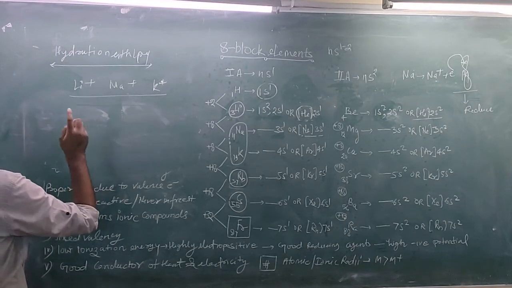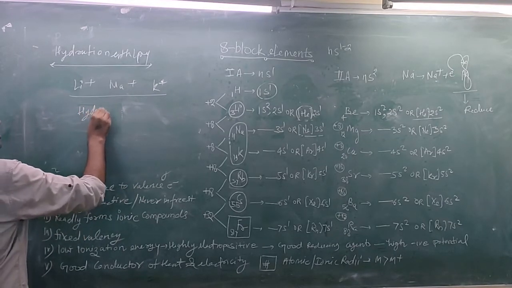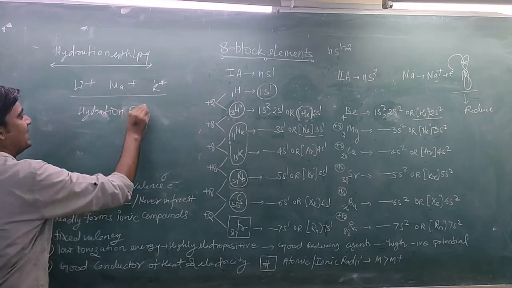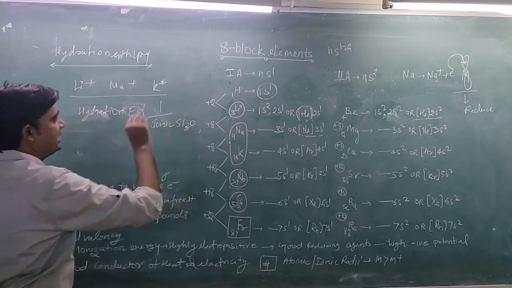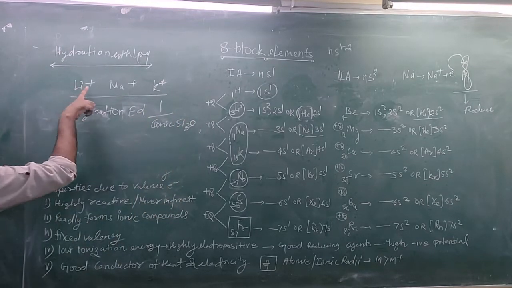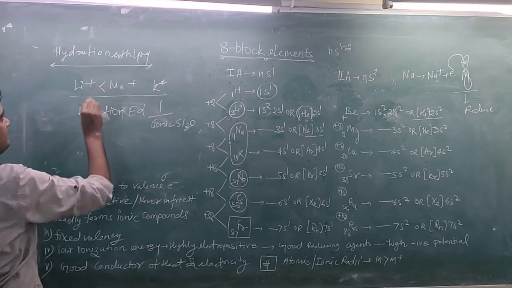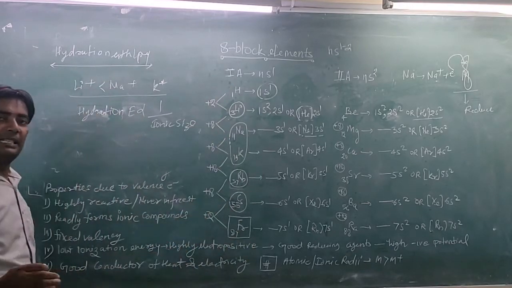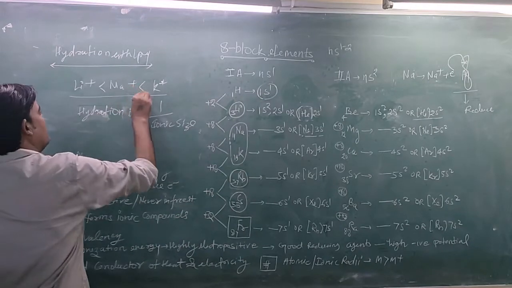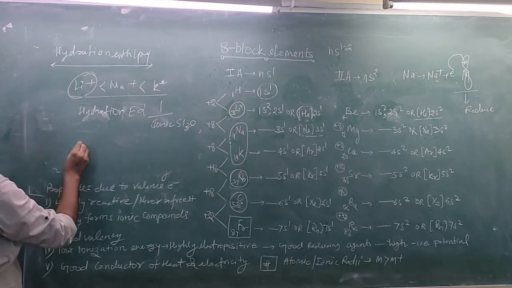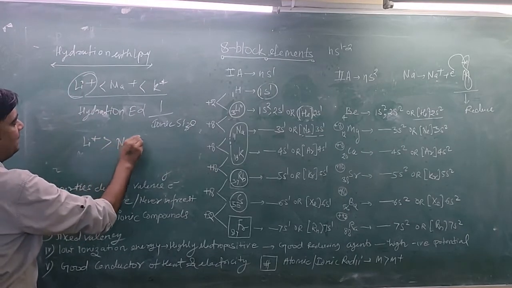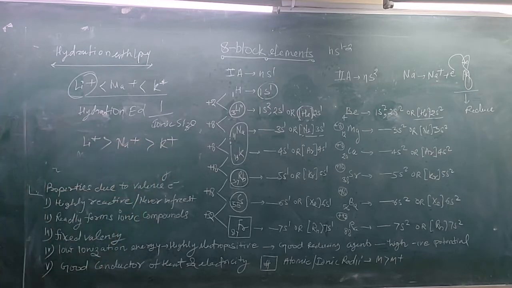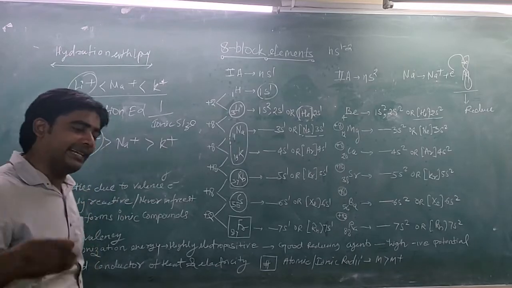The hydration enthalpy is directly proportional to 1 upon ionic size. The ionic size is very low for lithium because from top to bottom the size increases. So the lowest size gives the highest hydration enthalpy. Lithium exhibits the highest hydration enthalpy, and this is the exact order of these elements. That's why lithium salts are mostly hydrated in nature.